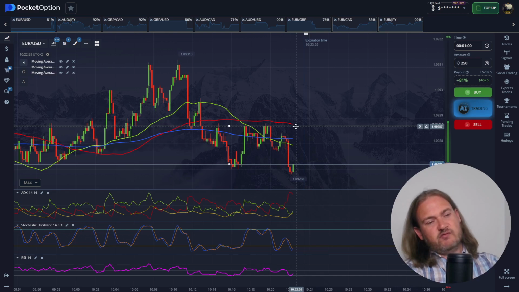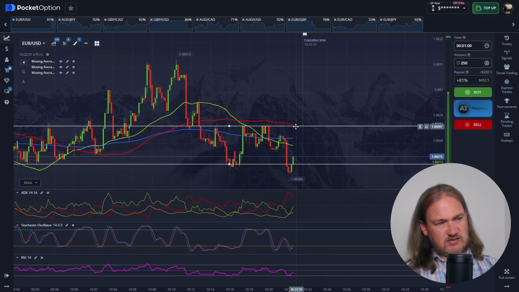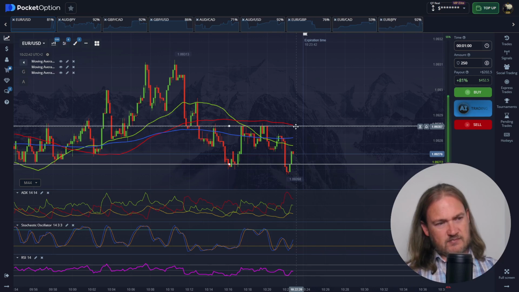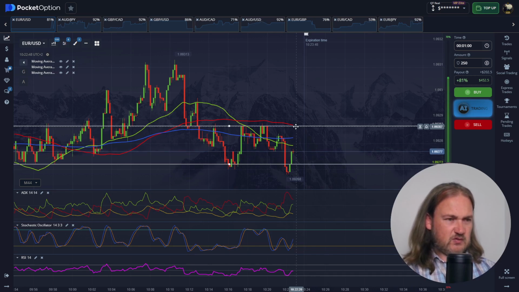It does look like we're moving in a bit of a downwards direction. It's starting to move downwards. Definitely not. I would definitely not say this is a downwards trend yet. But overall, it does seem like we're actually starting to head down.